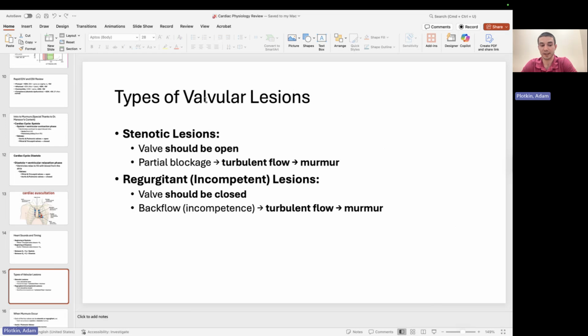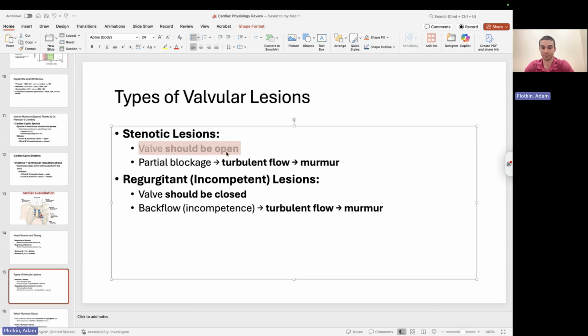So types of valvular lesions, again, I alluded to this, but we can have stenosis or regurgitation of any of the four valves, right? When you think about stenotic lesions, the valve should be open, right? It's a partial blockage. You get turbulent flow and a murmur, right? Normally my valves are nice and open, however you want to visualize them, whichever way you're looking down at the heart or up at the heart. But they open to allow flow in, right?